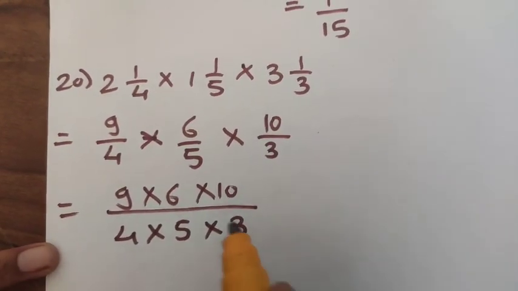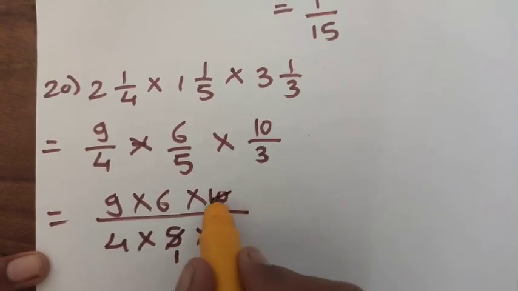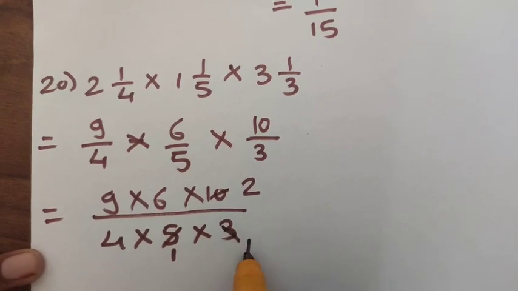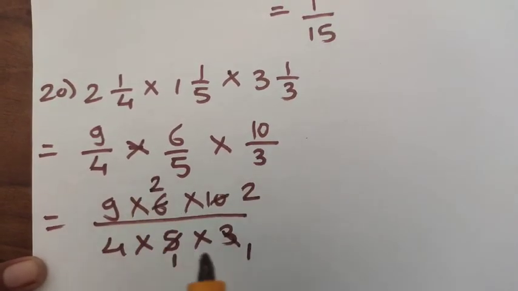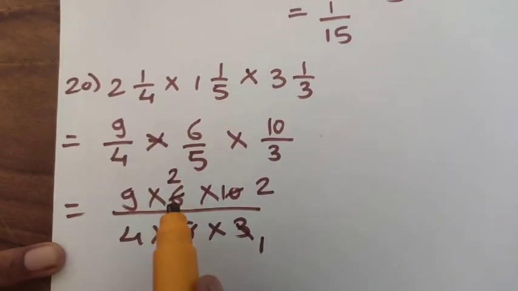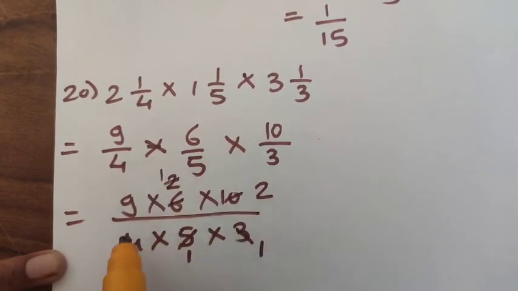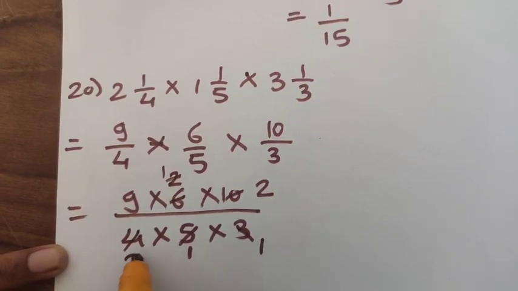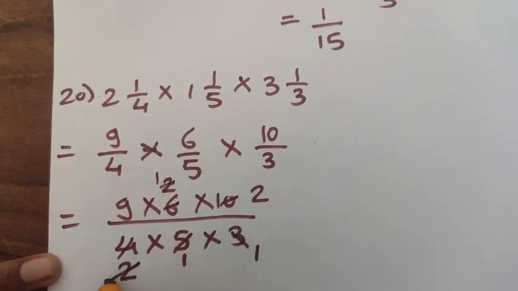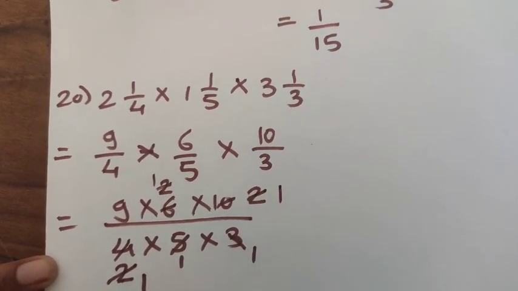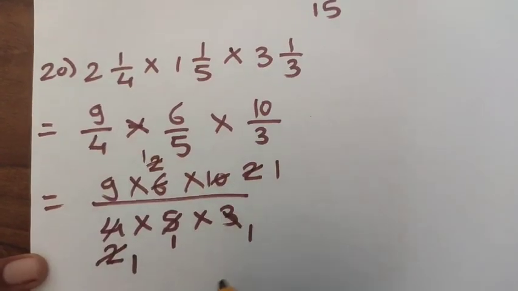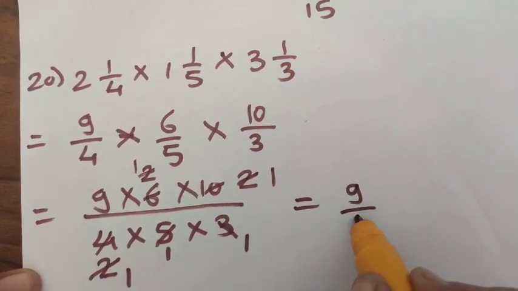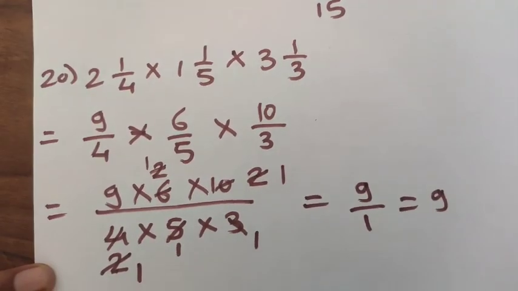Okay. Now see, 5 1s are 5, 5 2s are 10. Understand the division properly. 3 1s are 3, 3 2s are 6. Then 2 1s are 2, 2 2s are 4. Understand? Again this 2 and 2 you have to divide. That is 2 1s are 2, 2 1s are 2. So the remaining number is what here? Only 9. So your answer becomes 9 by 1, which is equal to 9.